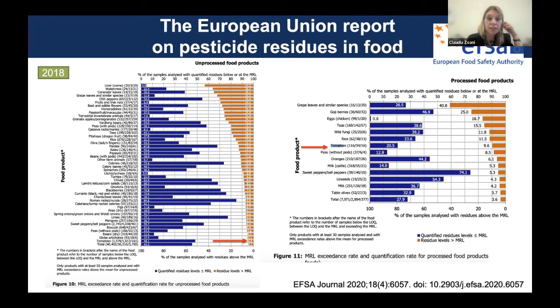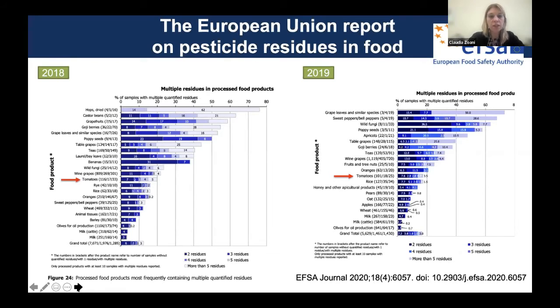Here I put some screenshots from the last report to show you how it focuses on the different residues in both unprocessed and processed food products. I highlighted also the line for tomatoes, so you can see here the percentages of samples analyzed where residues were quantified below or at the level of the maximum permitted level, and where there are the exceedances. The evaluation is performed on a single residue level, but also on a multi-residue level. All the data can be downloaded, or you can download the whole document from this reference.